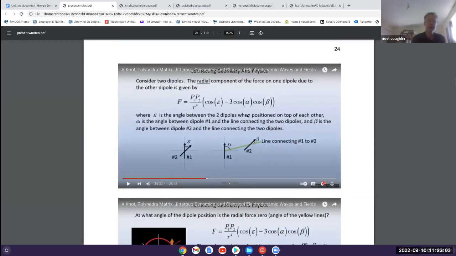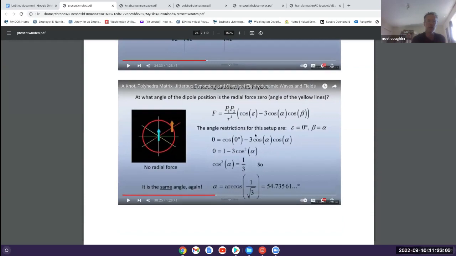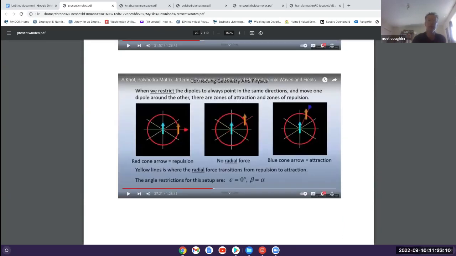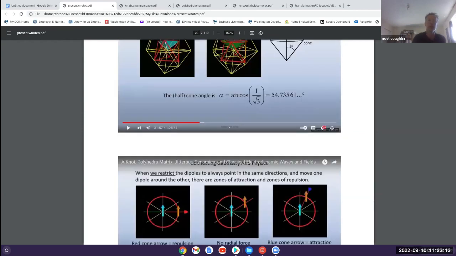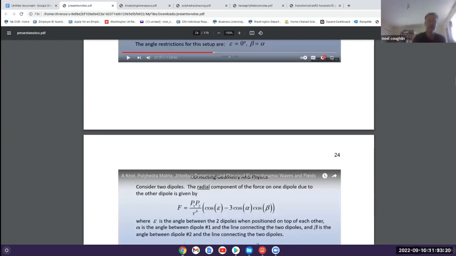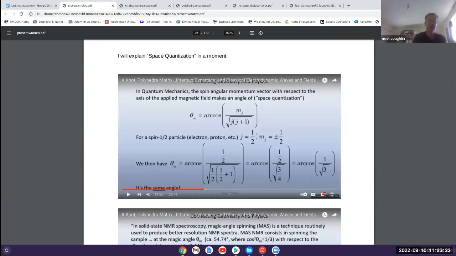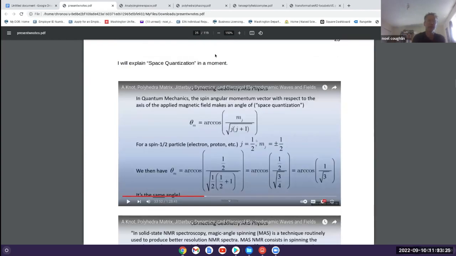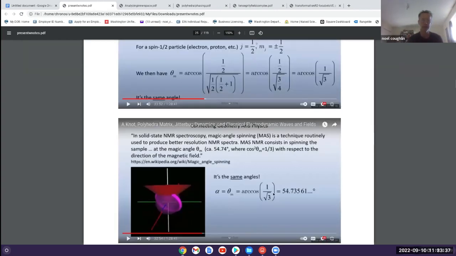There are the force equations that he uses to identify the angle of this neutral zone of attraction and repulsion within magnetic fields as well as within quantum mechanics, I'll show that in a second here, is this angle here, 54 degrees, 44 minutes. He talks about, and I'll explain the space quantization in a moment. In quantum mechanics, the spin angular momentum vector with respect to the axis of the applied magnetic field is quantized, and that angle is this 54 degrees.